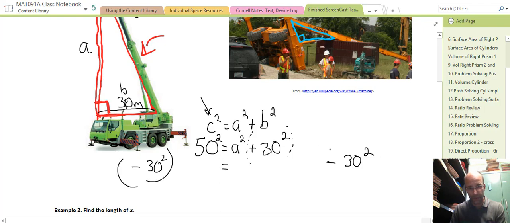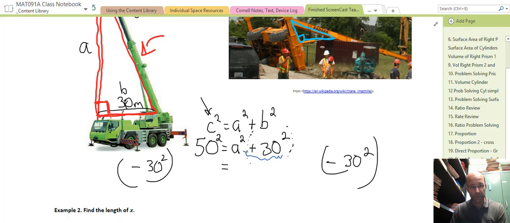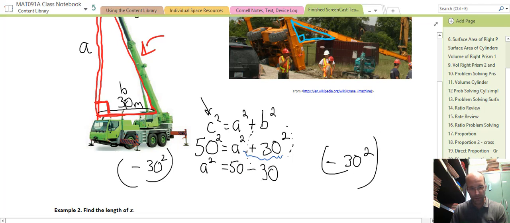That's what we do. We subtract 30 squared off both sides, and it's still equal. If we subtract 30 squared off the right hand side, that 30 squared you see there will go. It'll be 30 squared take 30 squared, which is 0. But we have to do it to the left hand side as well. So what we have is A squared will be by itself, and I'm also going to put A on the left because it's the result we're looking for. A squared equals 50 squared take 30 squared.